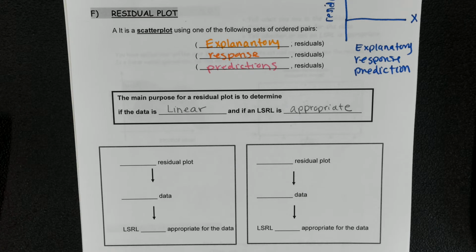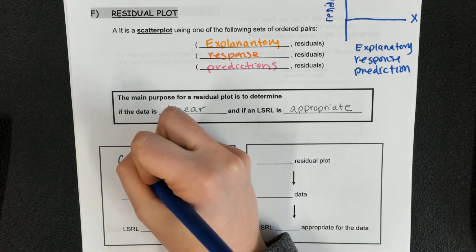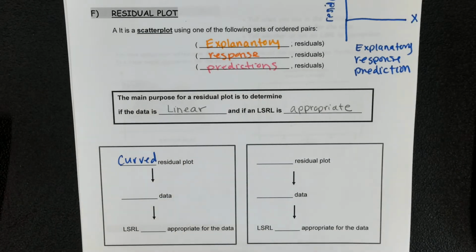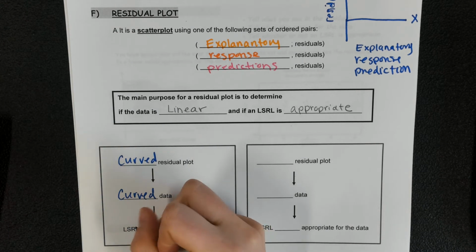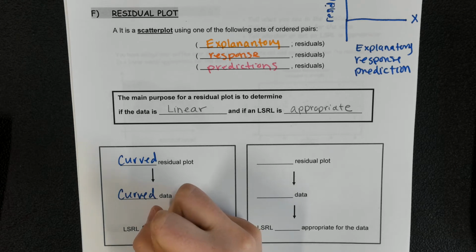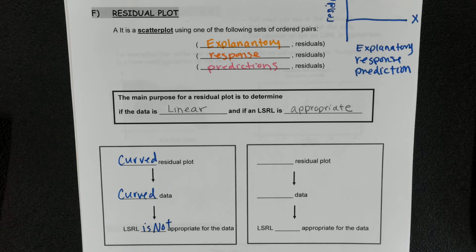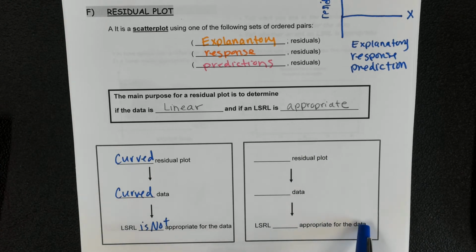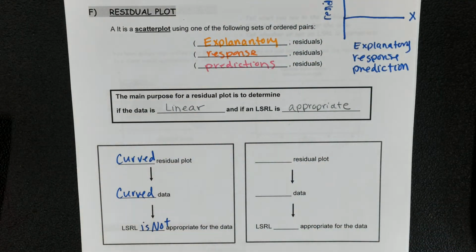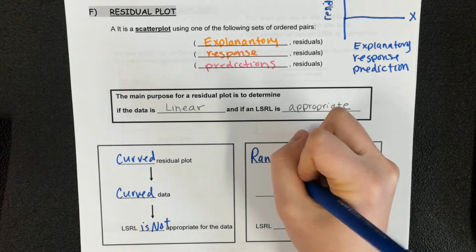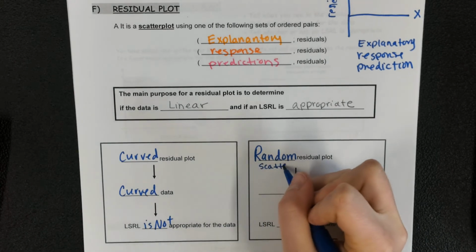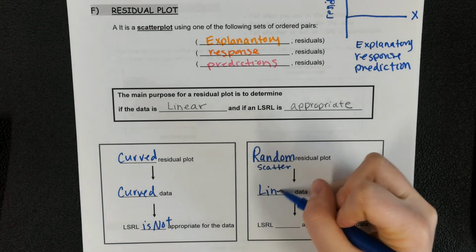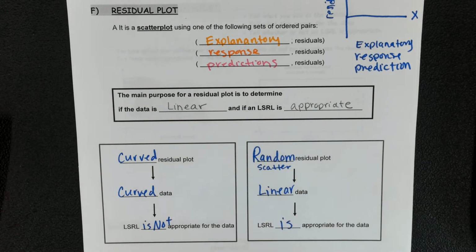So these are different things that could pop up. If we have a curved residual plot, if we plot these and it's curved, then we have curved data, and so our least squares regression line, remember it's for linear stuff, is not appropriate. Now, this is what we want. If we look at our residual plot and we see random scatter, a random scattered residual plot, I'll put scatter underneath there so you understand, then we actually have linear data, and so this is an appropriate prediction.